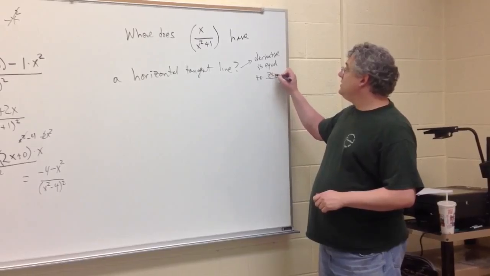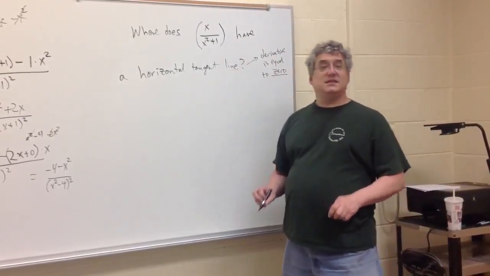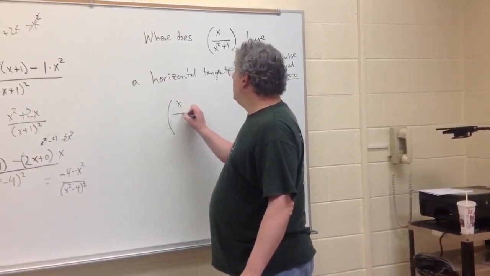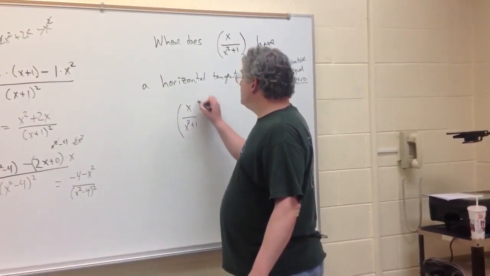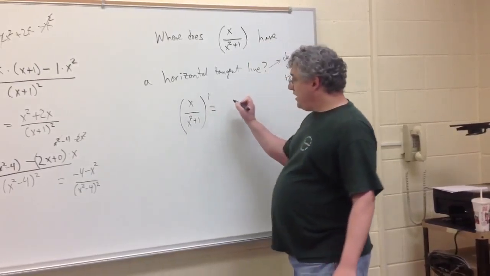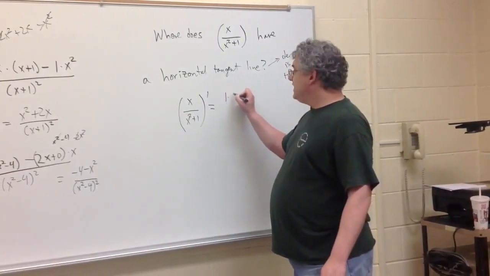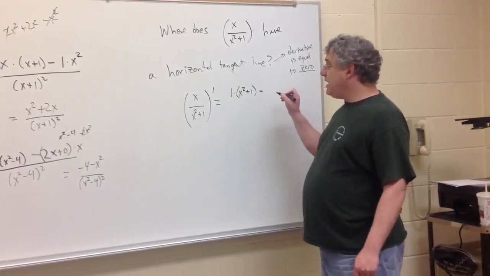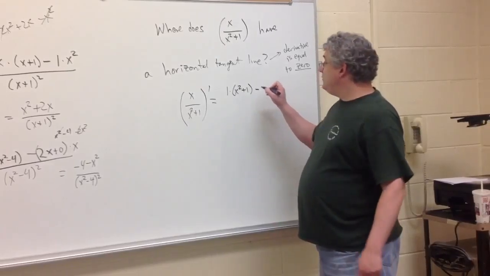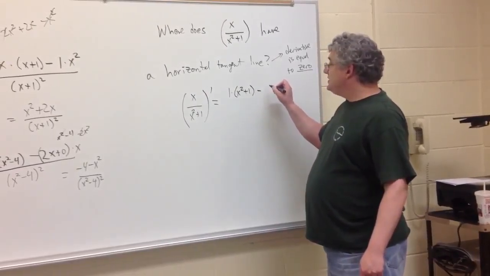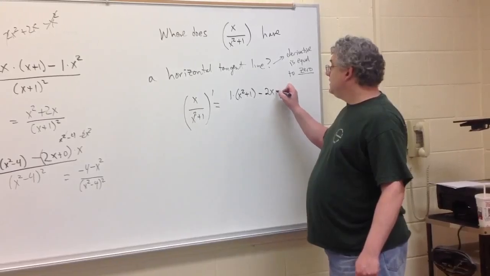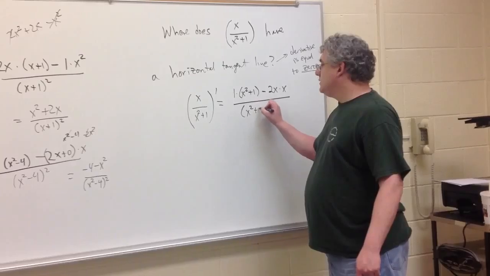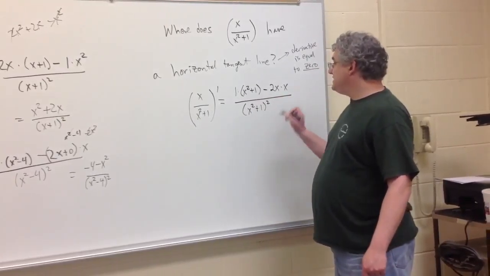So I need to find where the derivative of this is 0, which means I have to find the derivative. X over x squared plus 1's derivative. F prime, so the derivative of x, times g minus g prime, the derivative of the bottom. It's very similar to the previous one, but it's got a plus 1 instead of minus 4. What is it? The derivative is 2x times the top over the bottom squared.